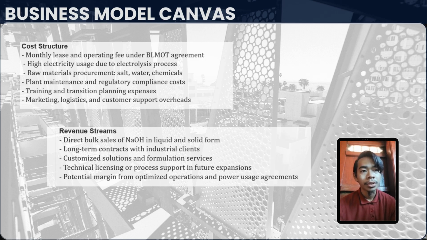Our cost structure includes the monthly lease and operation fee to the BLMOT contractor, electricity costs, which are significant due to the electrolysis process, raw material procurement, plant maintenance, and compliance expenses. We also invest in training and marketing to ensure successful long-term operations.